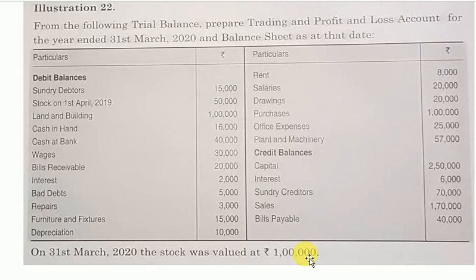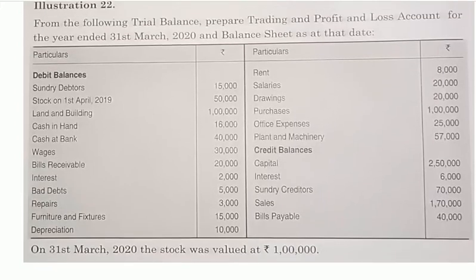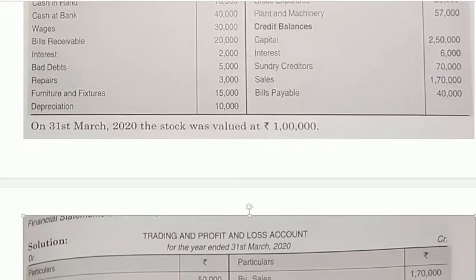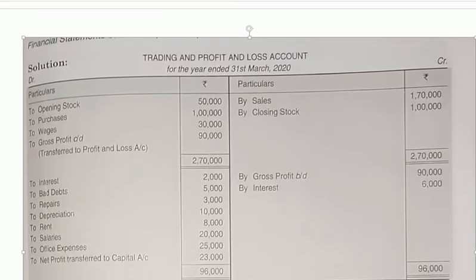So this is your closing stock, and closing stock will be transferred to the credit side of the trading account, as well as to the asset side of the balance sheet. So both sides it will be recorded. This 1 lakh will be recorded in the trading account as well as in the balance sheet as closing stock. Now I hope you have all understood the question very clearly. Let's proceed towards its solution.